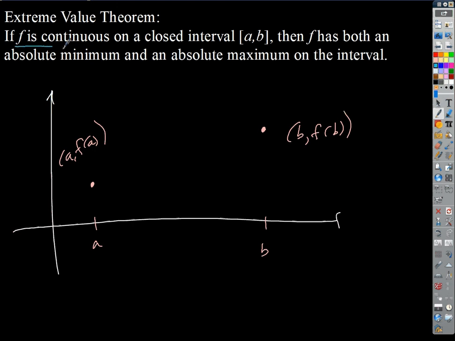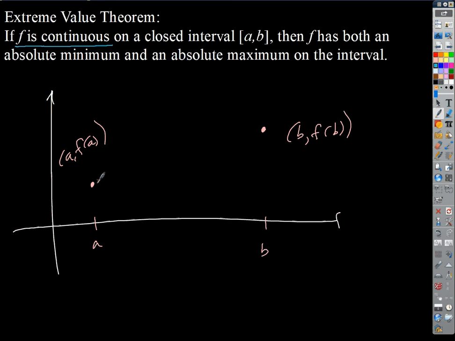What the extreme value theorem says, and here's the important part, is that if f is continuous, then f has both an absolute minimum and an absolute maximum on the interval. Can you disprove that? Is there a way that couldn't be true? Has to be true, doesn't it? Right? There's no way around it. There's no loophole here.